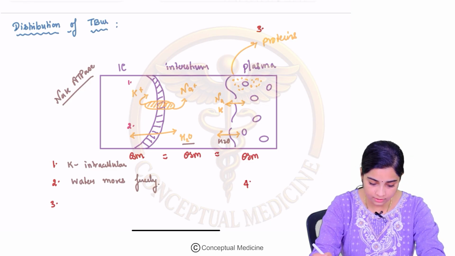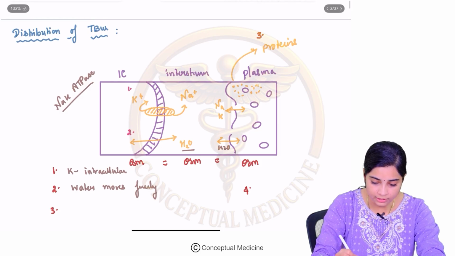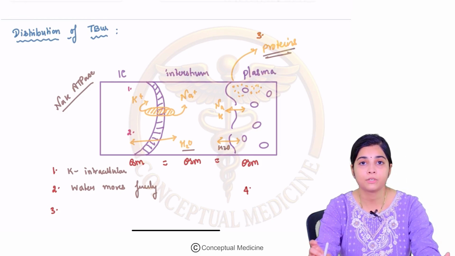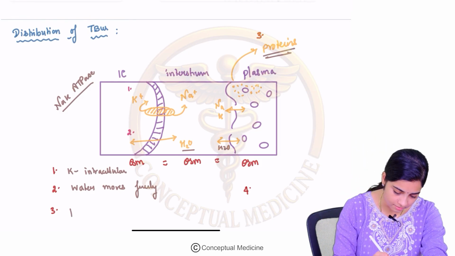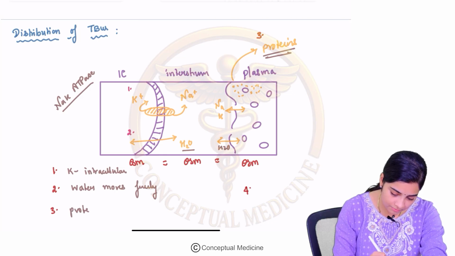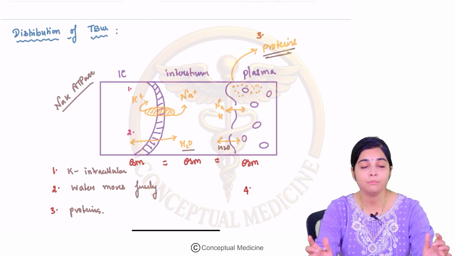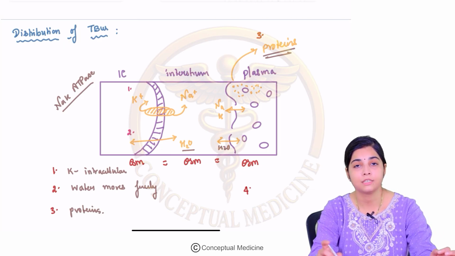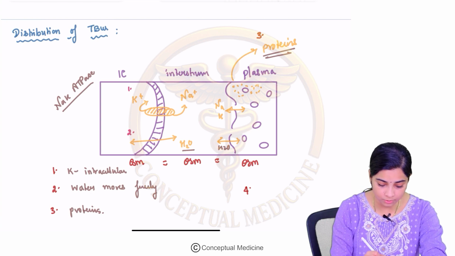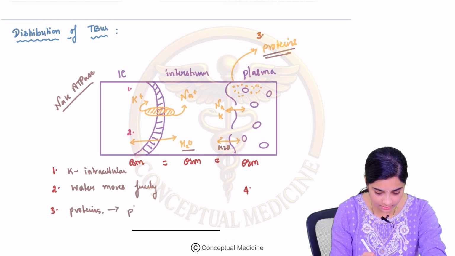Third is your proteins. You can see that proteins are predominantly present in the plasma. The membrane between the plasma and the interstitium is impermeable to the proteins. So the proteins are predominantly present in the plasma.